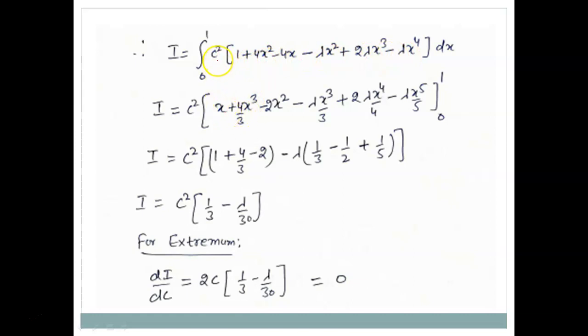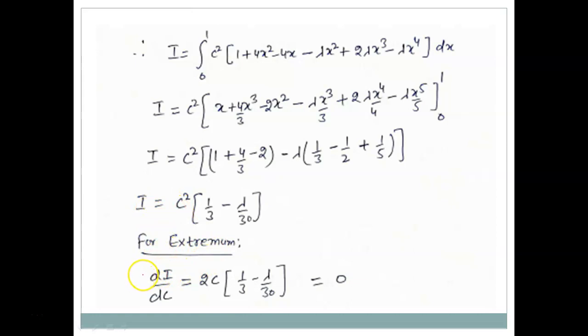In this simplified form we integrate this part. Because c is constant, you take it outside, and when you integrate the whole thing you get this, with limits 0 to 1. Substituting the upper limit minus the lower limit, we get this situation. Finally the value of I comes out to be this. Now we find the extremum. I is a function of the variable c, because to find the extremum, c can be treated as a variable here.